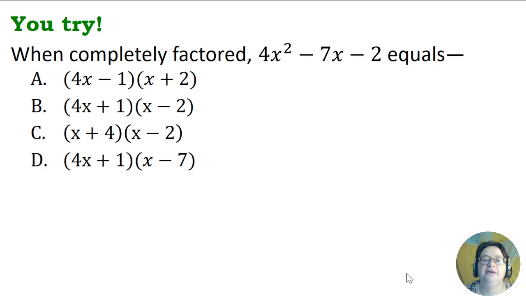So you try one. Pause the video here and find the complete factorization of 4x squared minus 7x minus 2. Hit play when you're ready, and we'll check our answer.